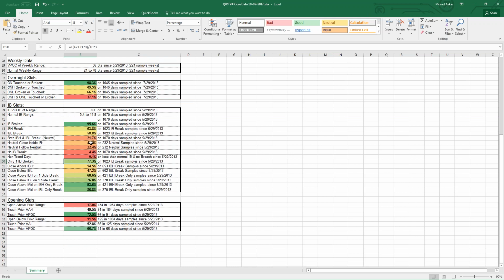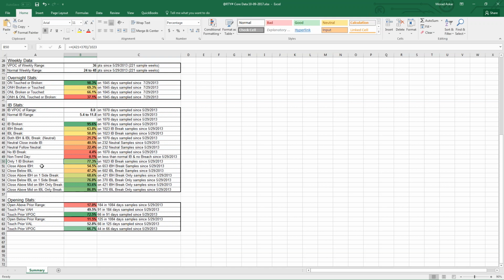77.3% of the time, again, this statistic comes from here, it'll break just one side. That's very important to know. Again, this is a good way to define your stop, better than a 50-50 chance, if you want to use a wide stop. Once the market breaks one side of the initial balance, there's historically a 77.3% probability on 1,023 days that it will not go and hit the other initial balance.